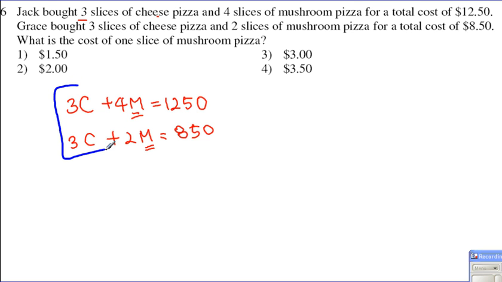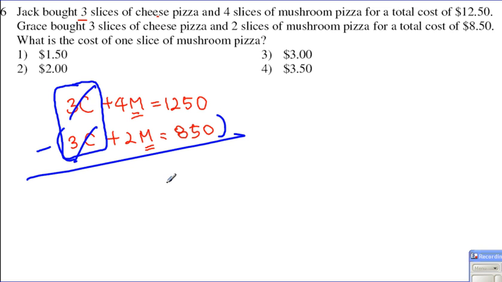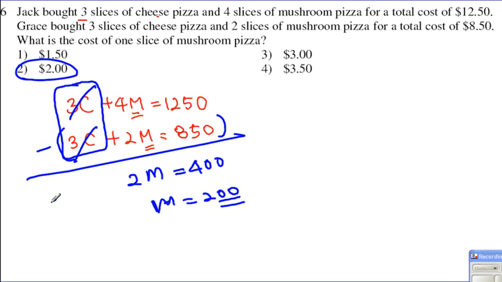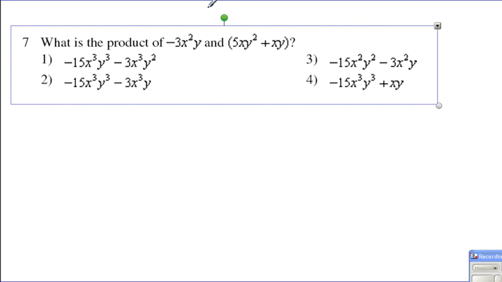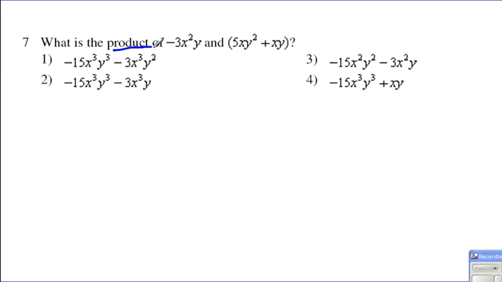you see we have 3c and 3c. This can be cancelled out if we subtract the second equation from the first. Then we'll end up getting, cancels out, we have 4m minus 2m becomes 2m, which is equal to 1250 minus 850 becomes 400. Therefore, when we divide by 2, we get m is equal to 200, meaning $2. Right over here.